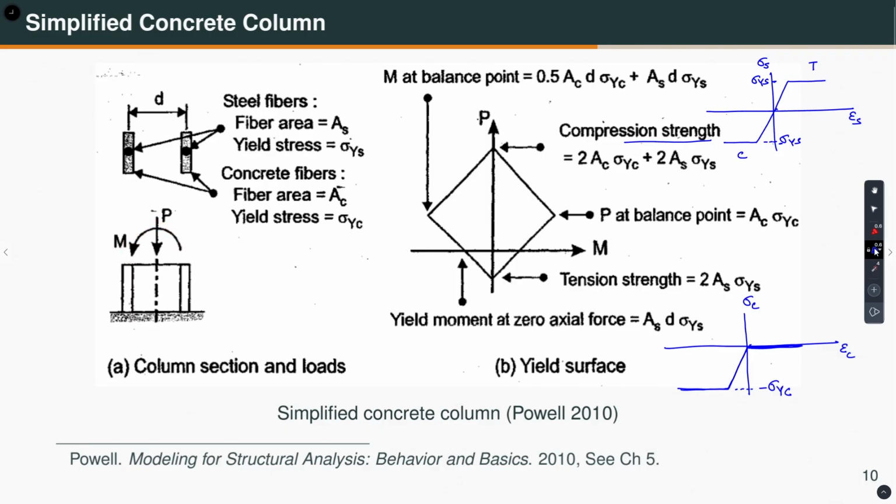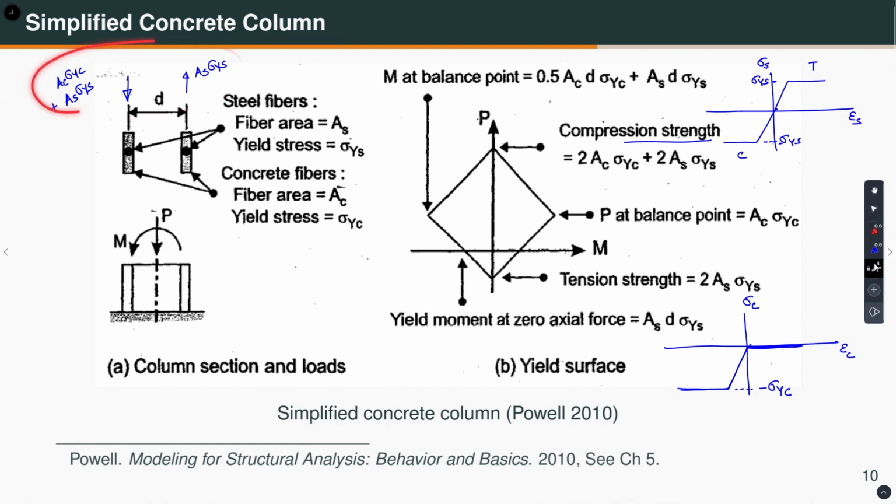So, if that is the direction, I will say that the concrete, so this is compressive, okay, concrete reaches its strength, A_C sigma_YC, plus the steel has reached its yield strength, A_S sigma_YS. Okay. On the tension side, the steel has yielded, but the concrete has cracked, so it cannot take anything. So, it is simply A_S sigma_YS.